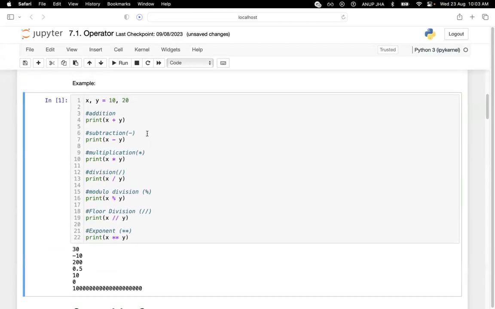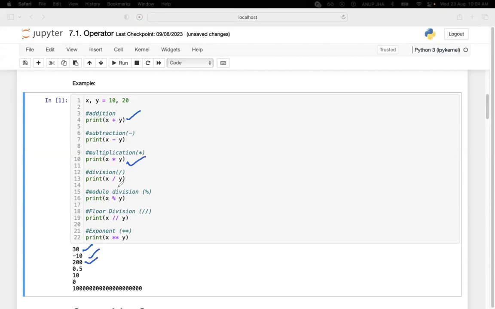So how is this working? Let's now understand this. I suppose this is clear to you. x plus y, I am getting 30 here. This is also clear to you. 10 minus 20, I am getting minus 10 here as output. Thereafter, multiplication: 10 multiplied by 20, I am getting 200.